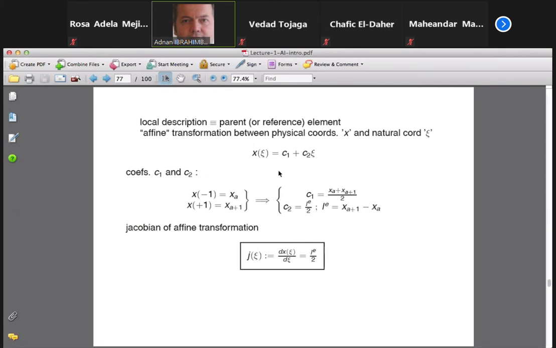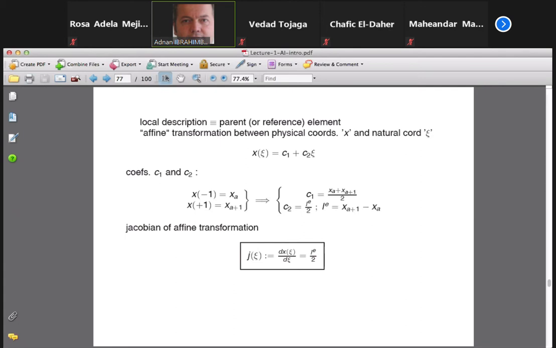So from these two conditions, I can very easily obtain that c1 should be equal to xa plus xa plus 1, divided by 2. In other words, c1 should be like the middle of this interval of the real element, and c2 should be equal to xa plus 1 minus xa, divided by 2. xa plus 1 minus xa is nothing but the real length of this element, so c2 is equal to Le divided by 2. When you have a transformation of this kind, you can compute the so-called Jacobian of such an affine transformation. This is simply the derivative of x with respect to xi. And it so happens, with c1 and c2 being constants, which are expressed here, this is simply equal to Le over 2.